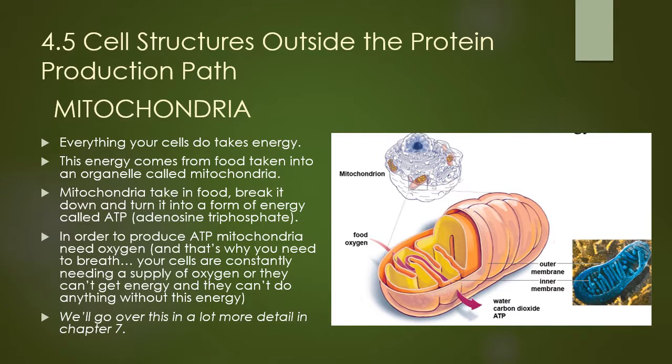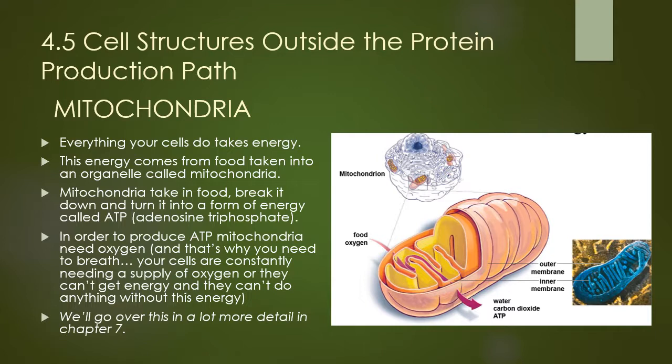And the mitochondria take in food, they break it down and turn your food into a form of energy called ATP, which stands for adenosine triphosphate. And this is like the energy of your body, the energy form that exists inside your body. In order to produce ATP, this energy source, mitochondria need oxygen. And that's why you need to breathe.